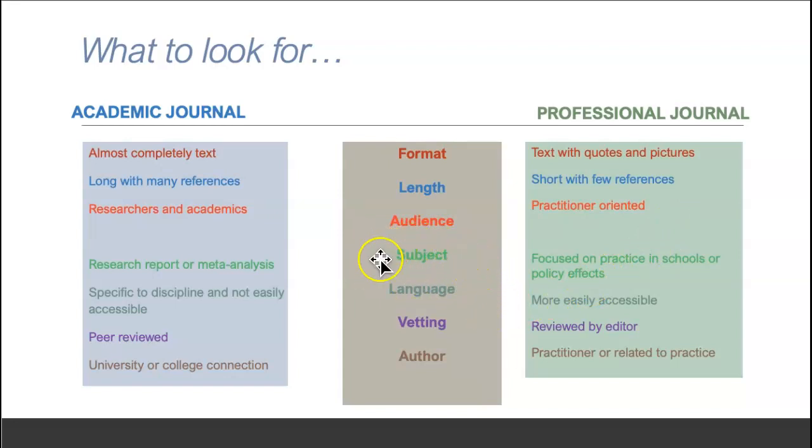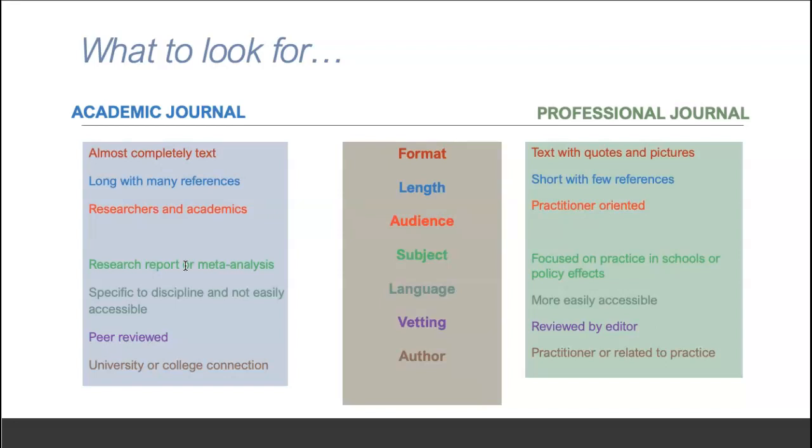The subject matter tends to be different as well. In an academic journal, it's mostly reporting on research that's taken place. So somebody has done a research project of some magnitude that is going to offer something new to the academic audience.